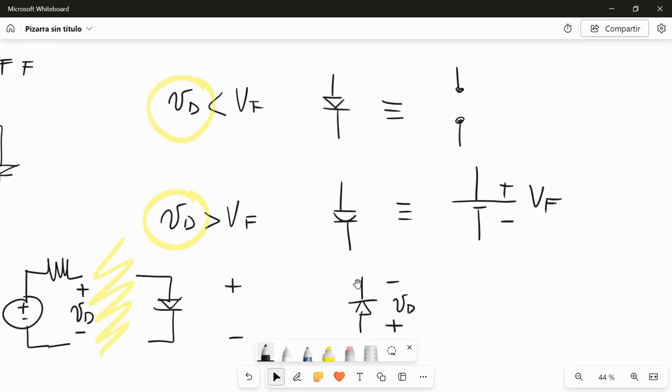So, in this first video, I made this simple example as a first introduction to the diode. In the next video, I will give another example in order to better understand this concept.